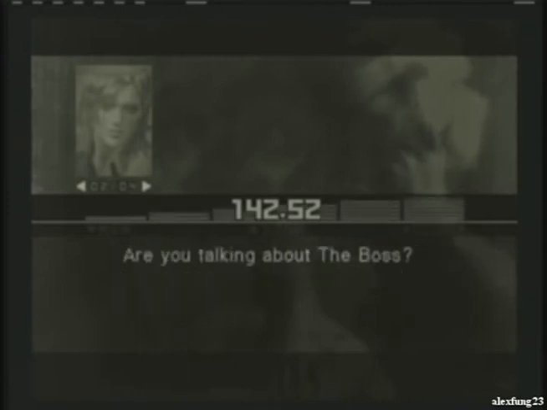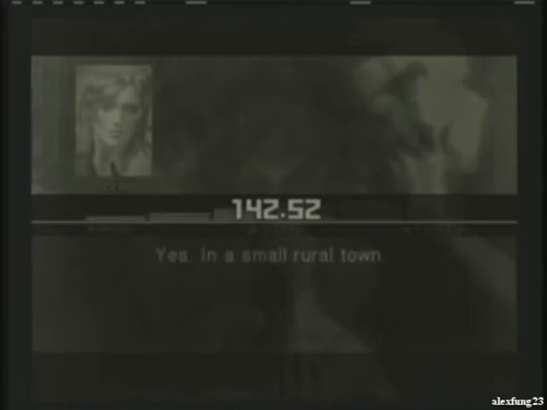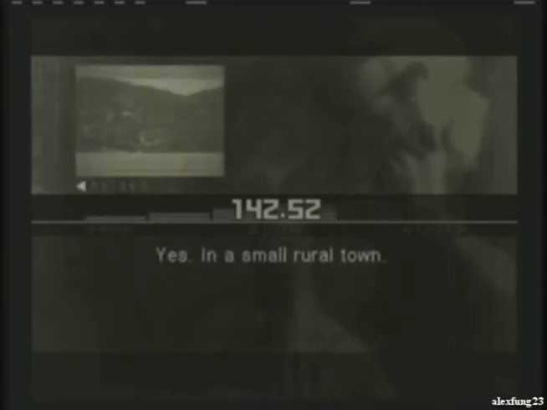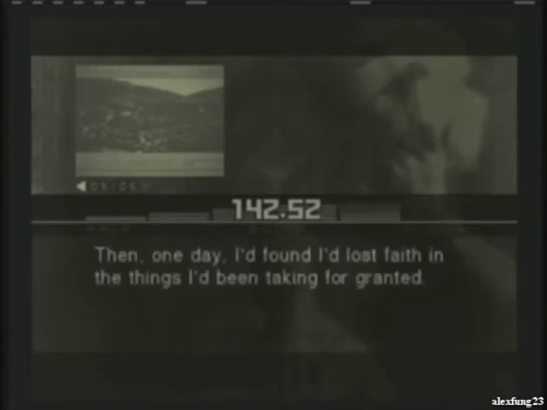Why would anyone want to defect? Betraying your country like that, I just don't get it. Are you talking about the boss? Why do you do it? Weren't you born and raised in America? Yes, in a small rural town. I never even knew there were other countries, other cultures, other ways of thinking, until I went to work for the NSA. And one day, I found I'd lost faith in the things I'd been taking for granted.